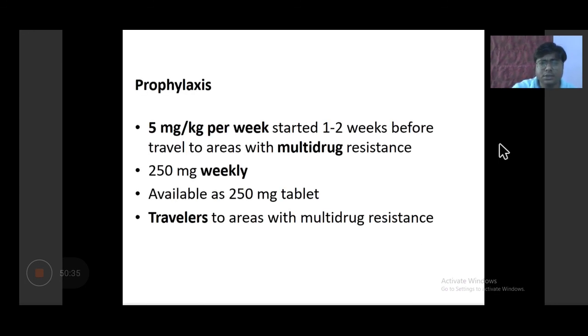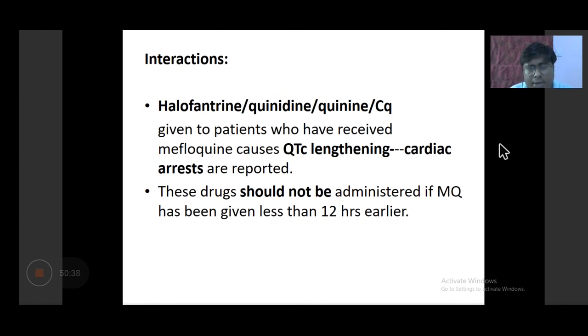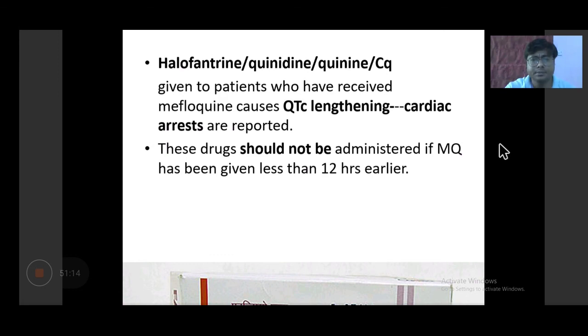Prophylaxis we already discussed. There are some interactions of mefloquine with drugs like halofantrine, quinine, and chloroquine, because they are almost similar drugs. So they have a lot of interactions. All these drugs are responsible for QT prolongation, so if you give them together, the chance of QT prolongation is more, which leads to cardiac arrest. These drugs should not be administered if mefloquine has been given less than 12 hours earlier. So we never give this kind of regimen where two drugs from the same group are given simultaneously, because they will lead to additive side effects.